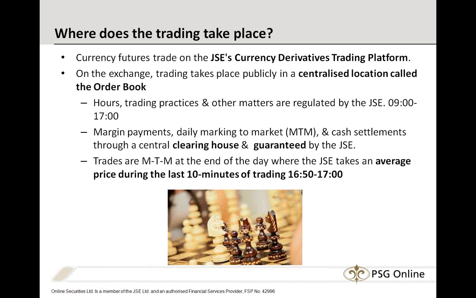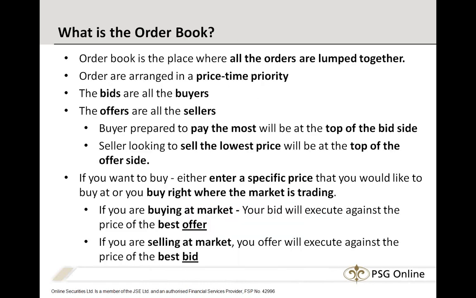So remember, mark-to-market is done at the end of the day, and basically the JSE takes the last 10 minutes of trading, from 4:50 to 5 o'clock, and then they average out that price. So where you opened and where the market closed that day, that's what we call mark-to-market. Is the market going in your favor or the market going against you? And that's where people don't understand the difference. And that's where the margin calls and things like that come in.